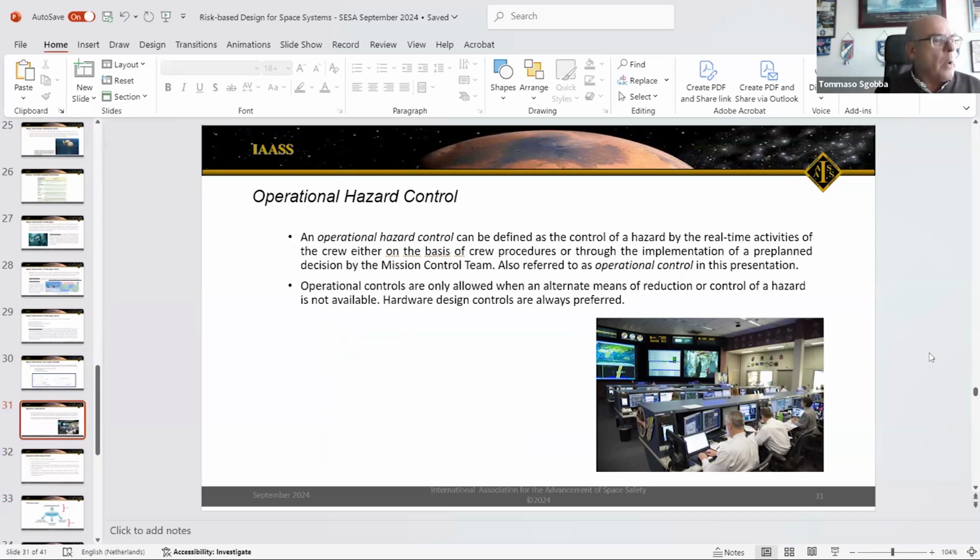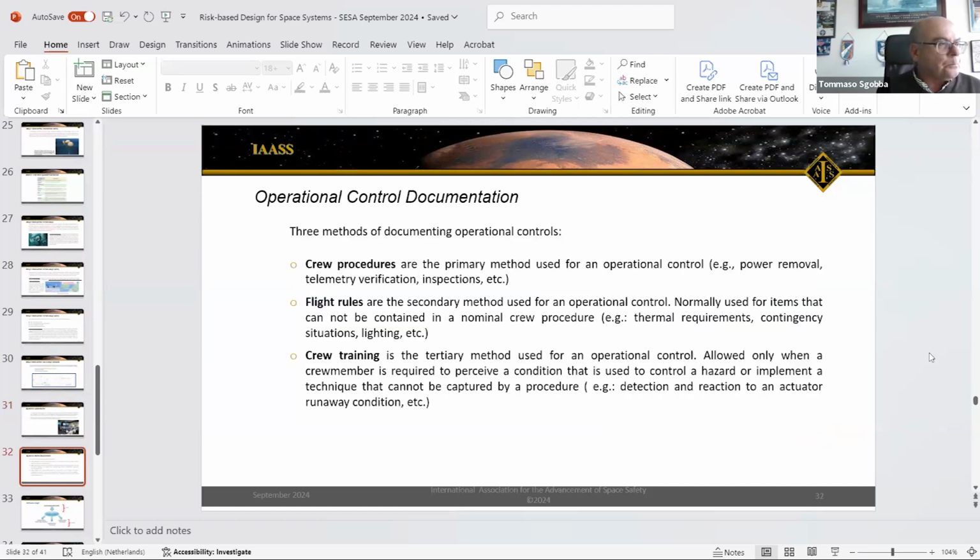Operational hazard control, we mentioned briefly that through alert procedures and pre-planned decisions, you can have operational hazard control. So you have the crew intervening to make sure that a hazard is not actualized.